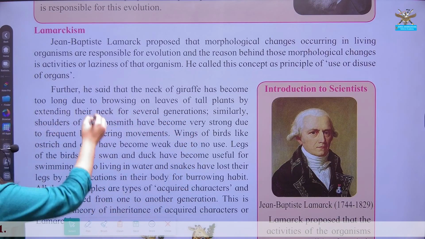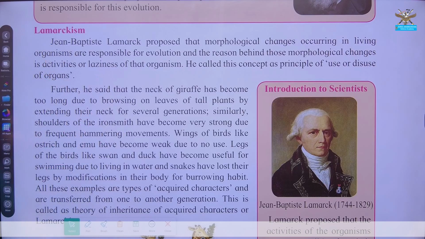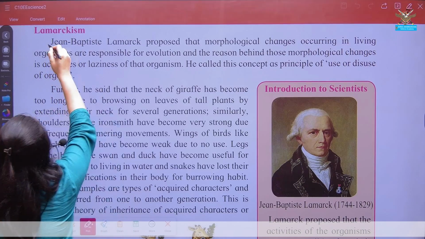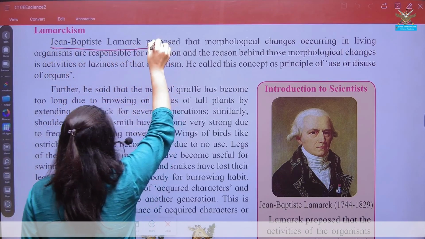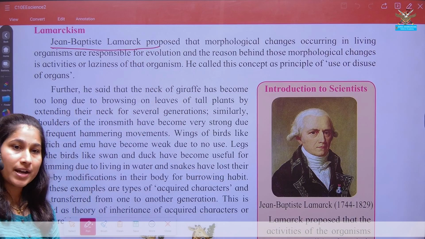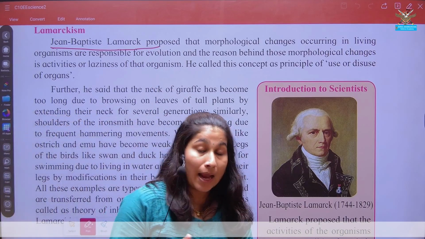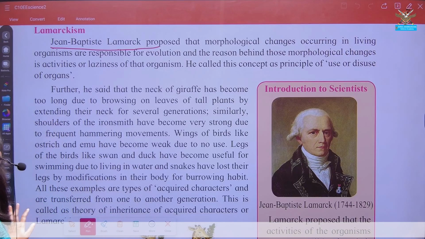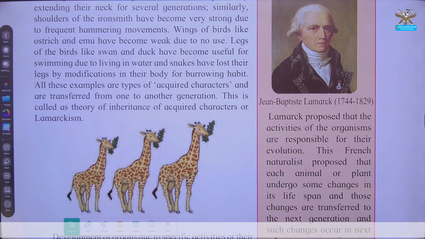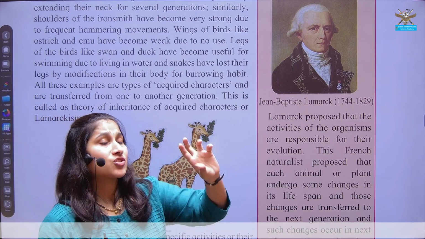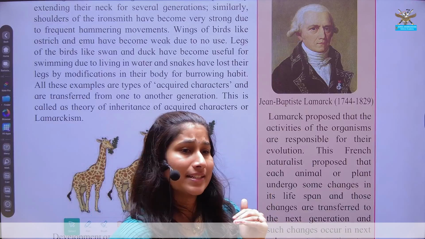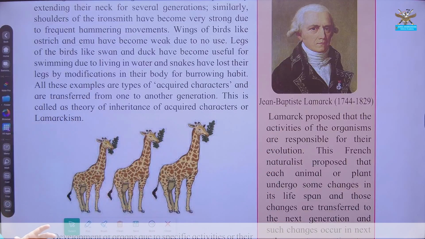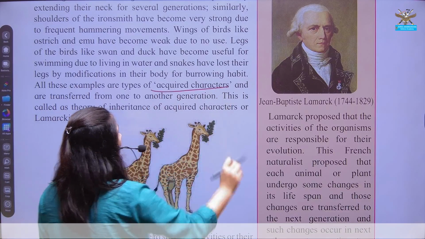Next comes Lamarck. Who gave the principle of Lamarckism? Jean-Baptiste Lamarck. The scientist tried to prove that there are some acquired characters which are transferred from one generation to another. Take the neck of the giraffe. The giraffe used to stretch its neck to grab the leaves of the plant, and because of this, the neck of the giraffe elongated, and this became a character of the giraffe.